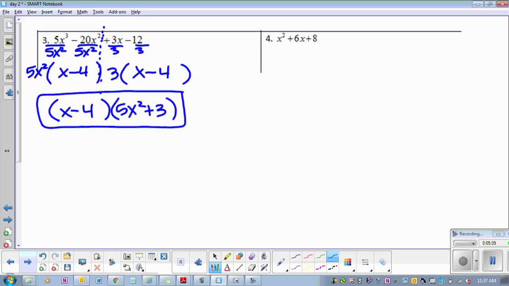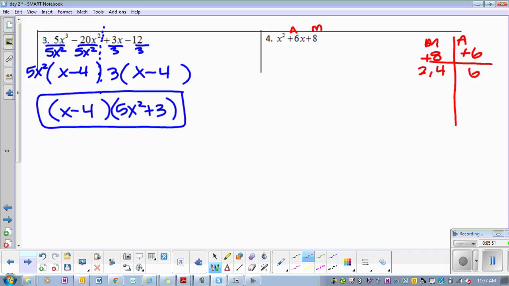Number 4. Yes. I have 1, 2, 3 terms. Whenever I have 3 terms, this is that T-chart way, right? So this is going to be AM. Look at the whole thing. Do I have a GCF that I can bring out? No, right? Okay, so I want 2 numbers that multiply to give me a positive 8 and add to give me a positive 6. Okay, 2 and 4. Good. 2 times 4 gives me 8, adds to give me 6, right?